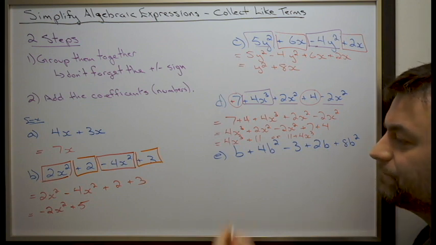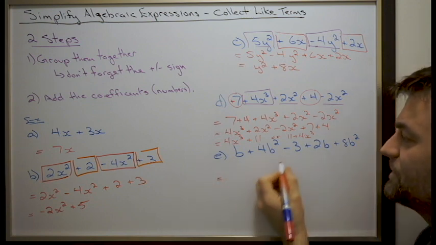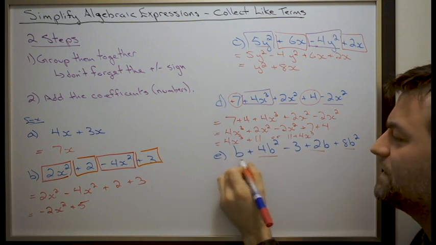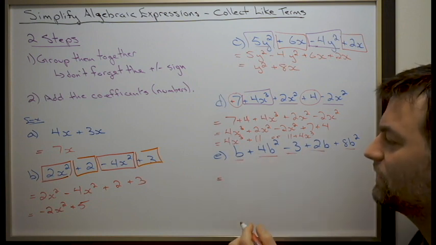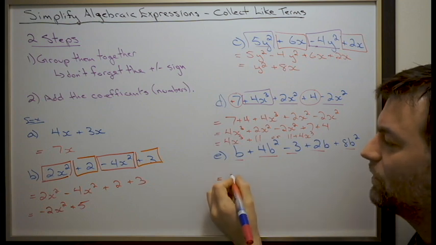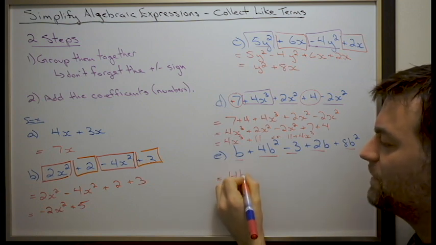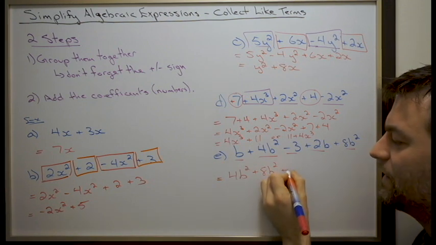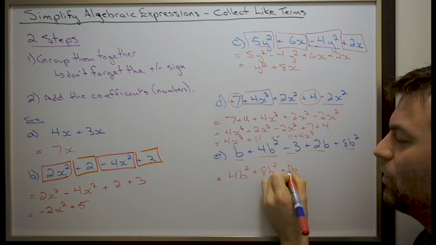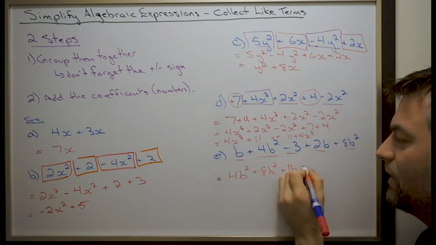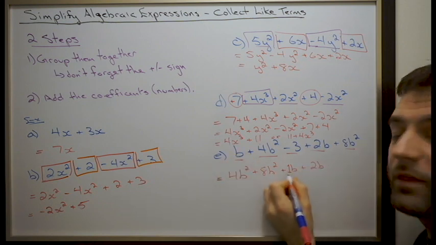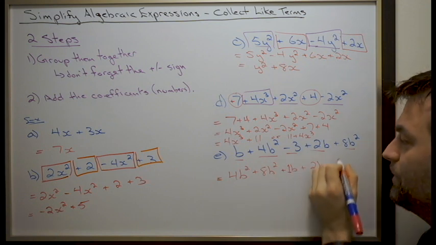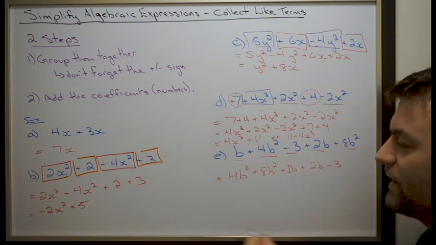So our last one here, collecting like terms, we have these b squareds, we have these b's, and then we have this just solitary coefficient. So 4b squared plus 8b squared, plus b or a plus 1b, that's 1b there, plus 2b. So if you see a letter without a number, that is a single 1. And then our minus 3.